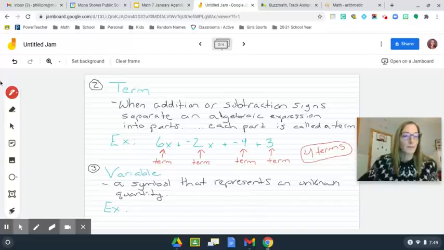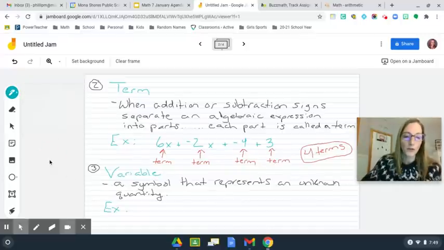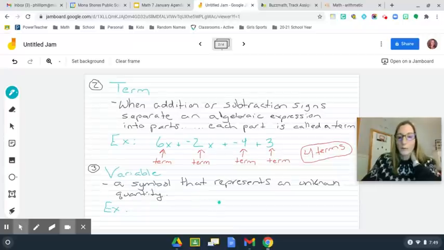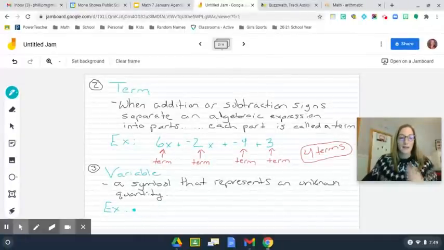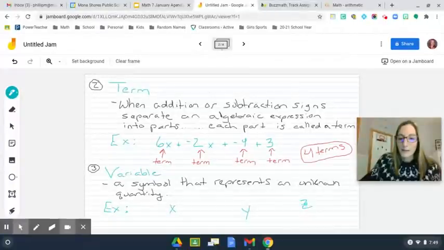Variable. So, variable is a term I'm sure you've heard, and it should sound familiar. It's a symbol that represents an unknown quantity. And so that could be any letter in the alphabet. So example-wise, I think the most common that you're going to see for variables is X and Y. And this is how I make my Z's. There's a Z. You'll see those the most common.